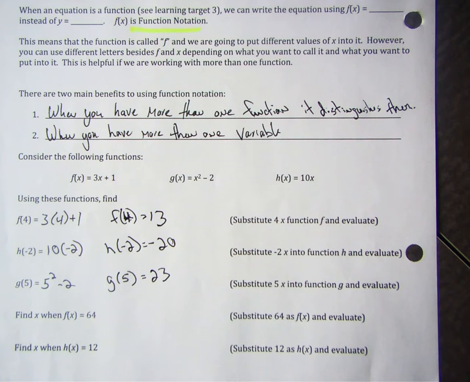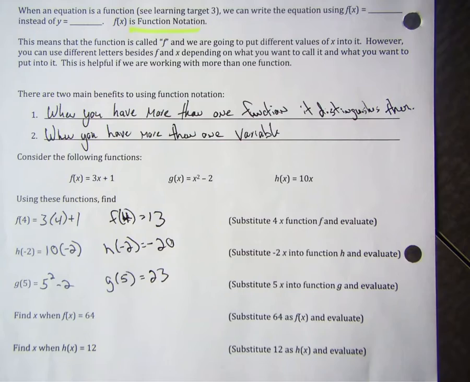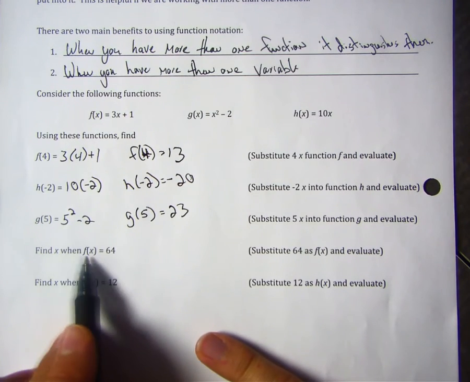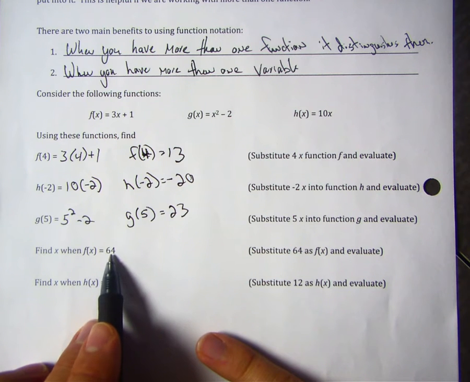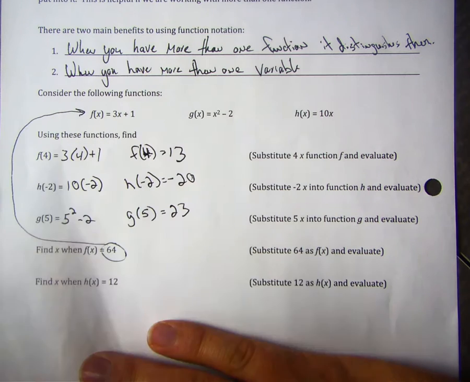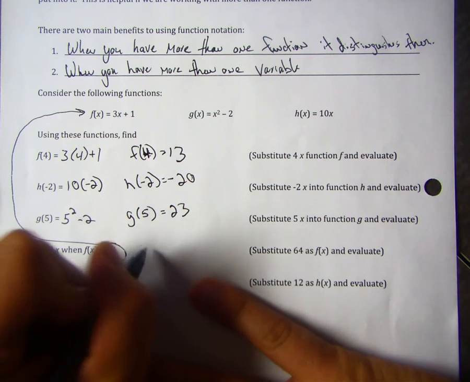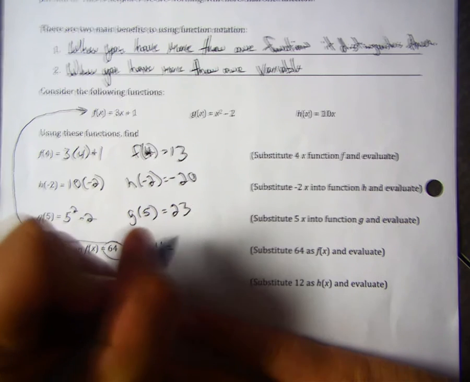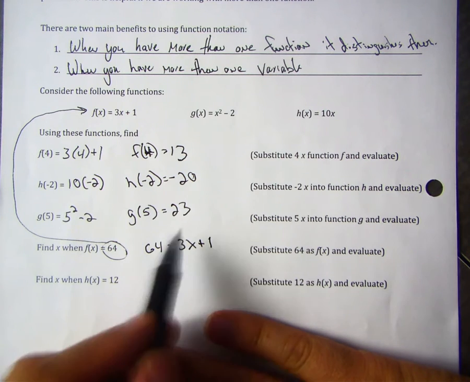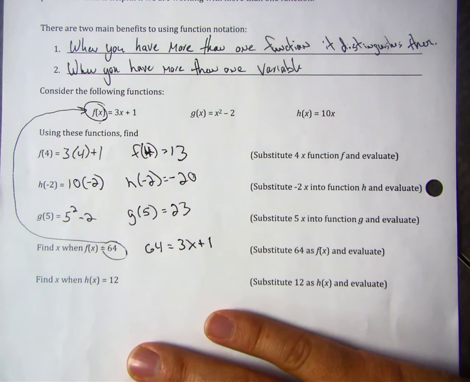Alright, so that's when we're just plugging it in for the x value here. We plug it in over here and we just evaluate it. Down on these last two, it's a little bit different. We want to find x when f of x equals 64. So if we look at this situation, I'm going to take this 64 and plug it in for f of x. Not for x, but for f of x. So I'm going to rewrite this as 64 equals 3x plus 1. So again, I'm putting the 64 in for f of x right here, not just for the x.